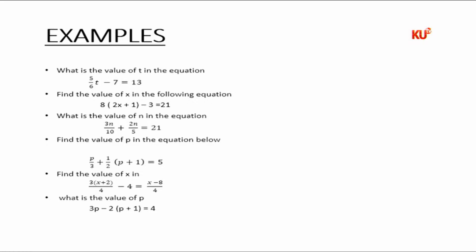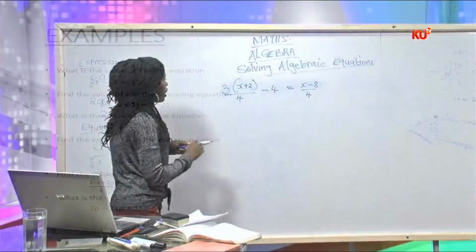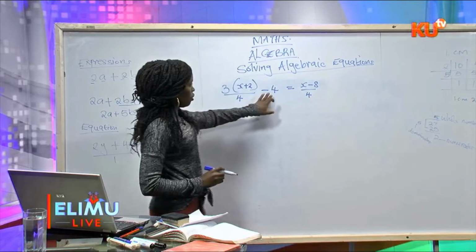Example 5, we are told we have a question that says find the value of x in 3 bracket x plus 2 over 4 minus 4 is equal to x minus 8 over 4. Find the value of x. So as you can see, we have a fraction, a whole number, and a fraction.